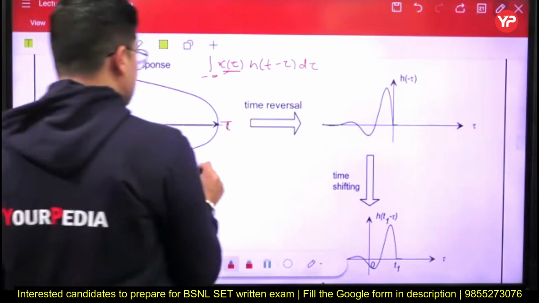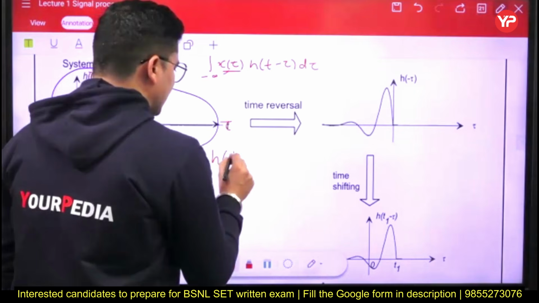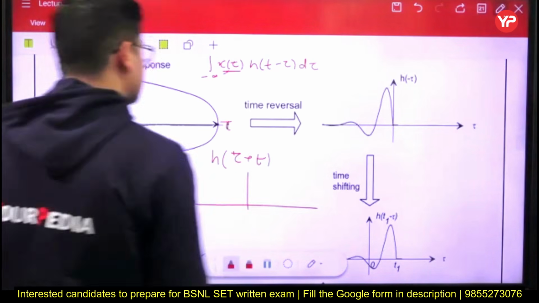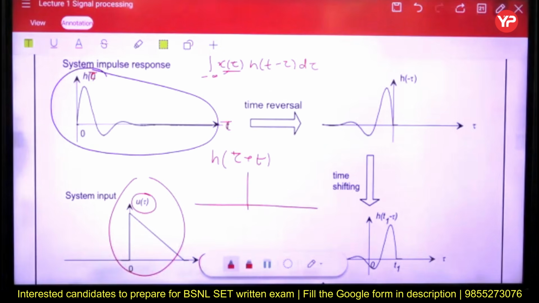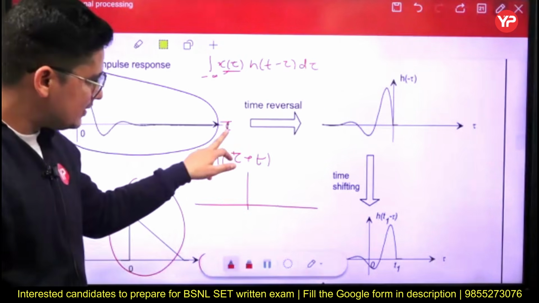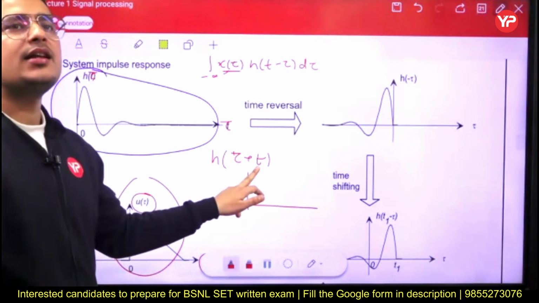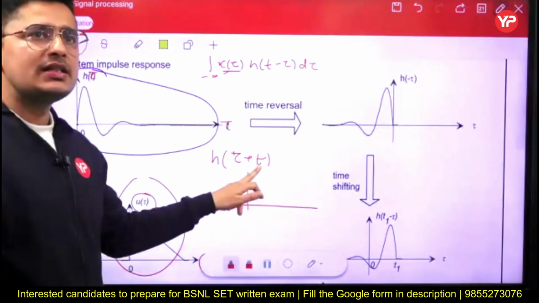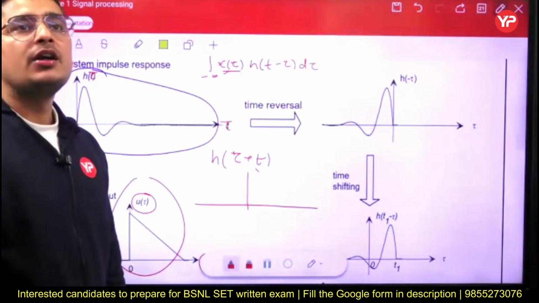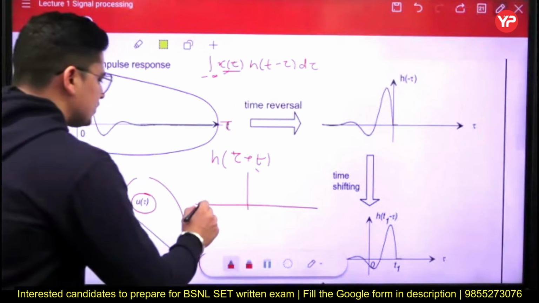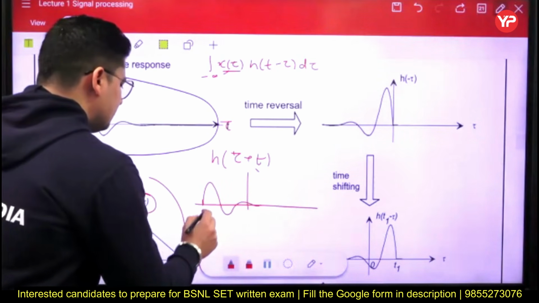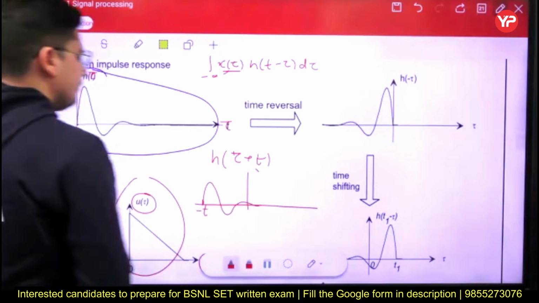Now after doing this, we have to draw the graph of h of tau plus t. Tau plus t means what? Just focus on what I'm going to do here. This axis is tau and we are adding t to that. It means this t will shift the graph towards the left by t units. So this graph will start like this, where the lower limit becomes minus t.